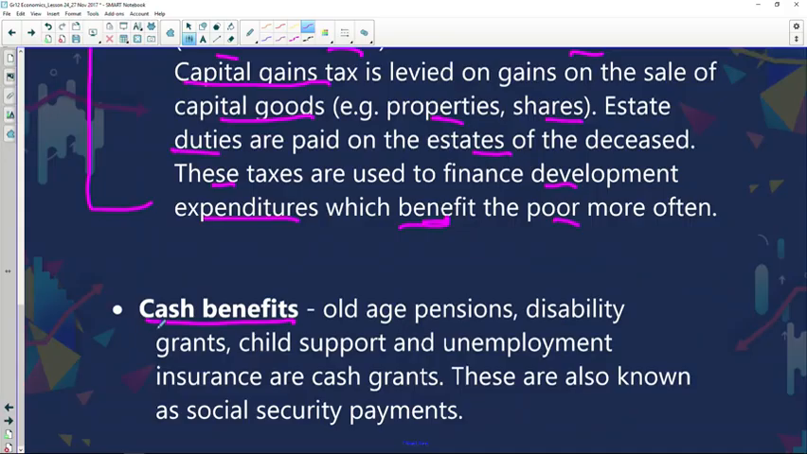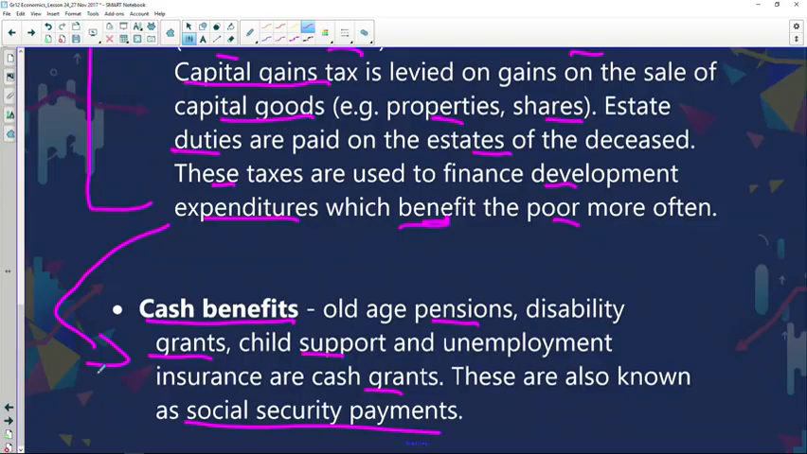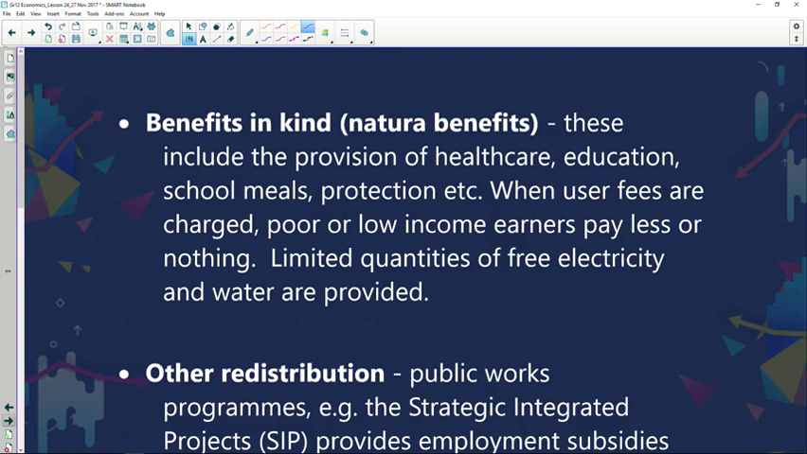Also, there are cash benefits: the old age pensions, the disability grants that get paid, child support and unemployment insurance are cash grants, and these are known as social security payments. All this money that's collected from tax revenue and also from capital gains and so on is used by government in order to do the following. I think if you have a good understanding of how this money is spent, then you are at ease when you pay your personal income tax at the end of the financial year or on a monthly basis, because you know that your contribution helps provide the social security payments that the government issues to those in need. So it's important to know what your contribution to society actually is, and the benefits associated with it.